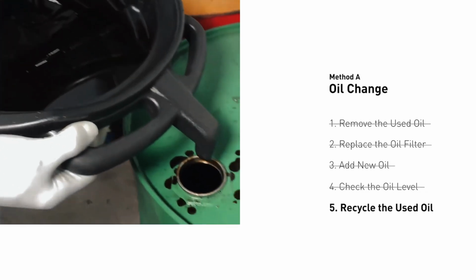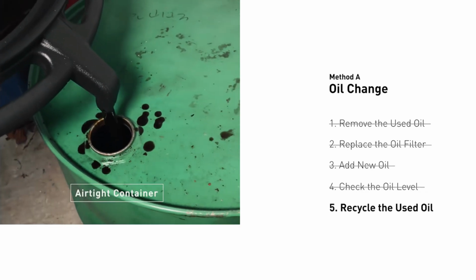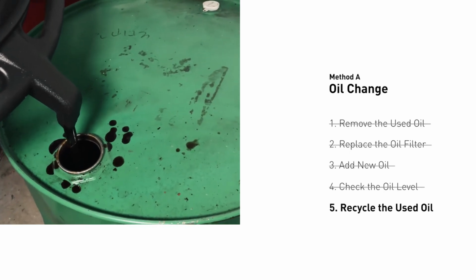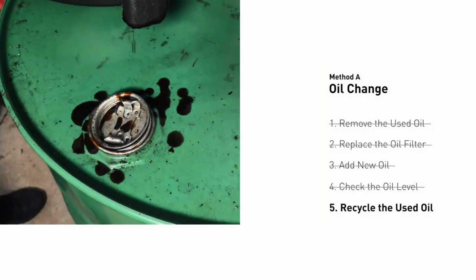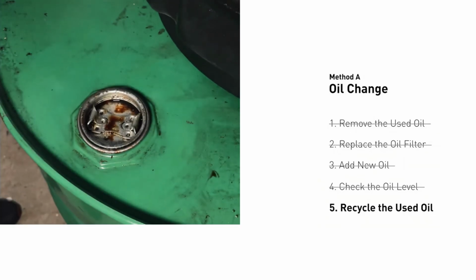Place the used oil from your collection pan into an airtight container with a screw-on cap. Make sure the oil is cool before transferring to the container. Used motor oil can be recycled at most auto stores or at recycling centers.